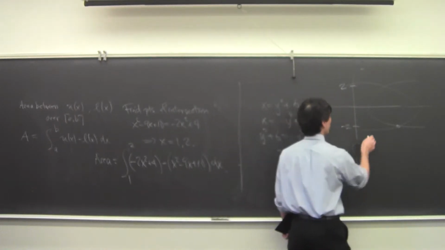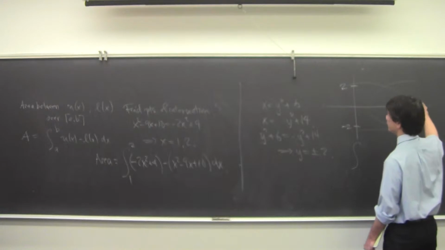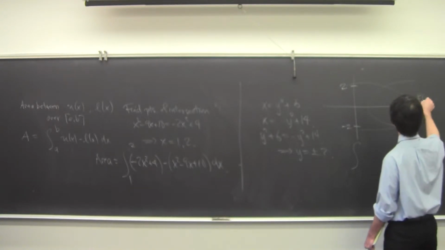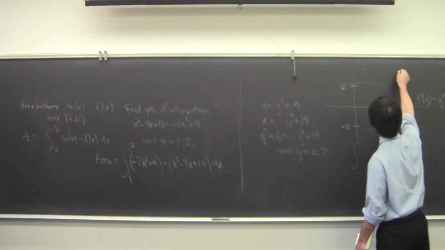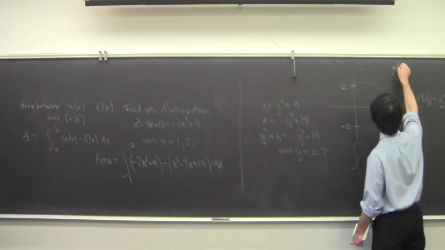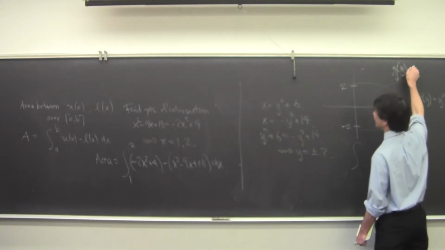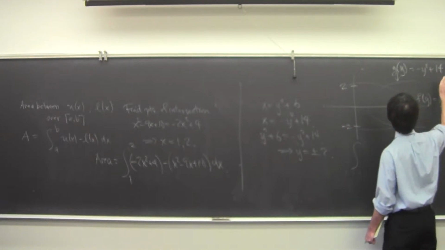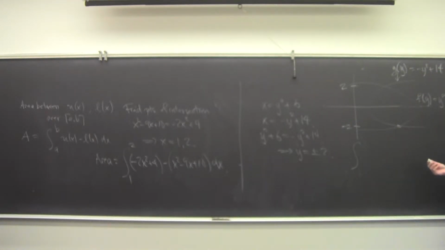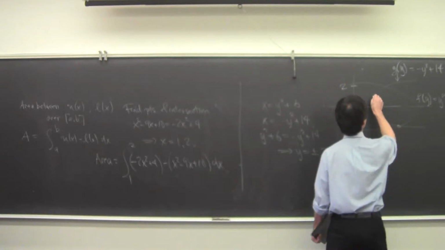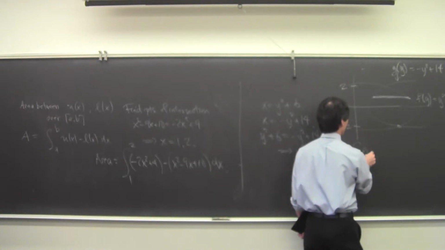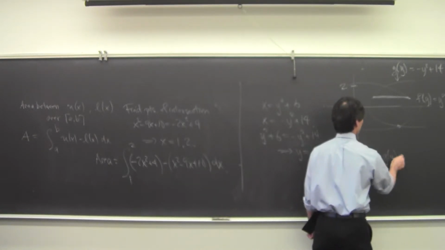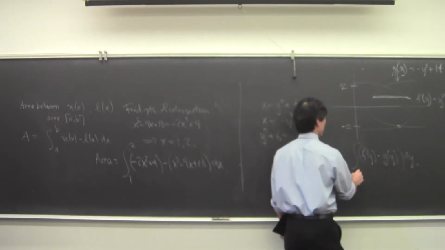So let's call the guy on the right f of y equals y squared plus 6, and the guy on the left g of y equals negative y squared plus 14. What do you integrate? You integrate the right guy minus the left guy, because you're looking for this distance: the right guy minus the left guy, dy, as y ranges from -2 to +2.